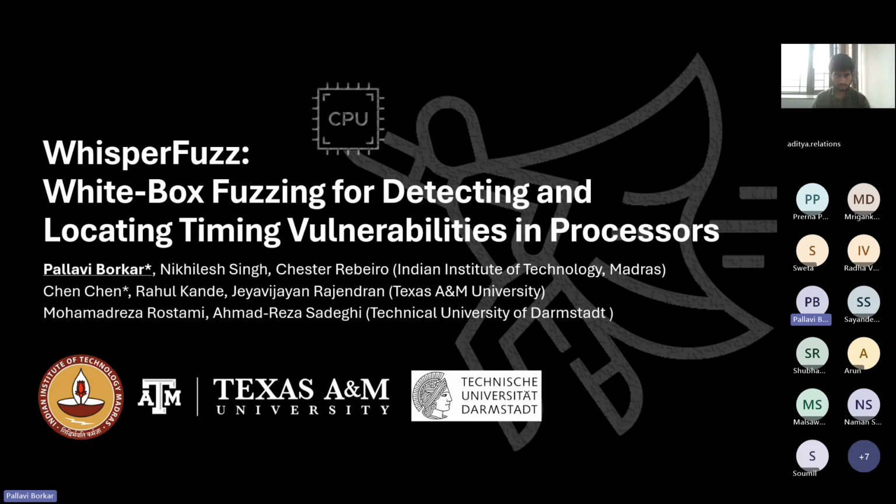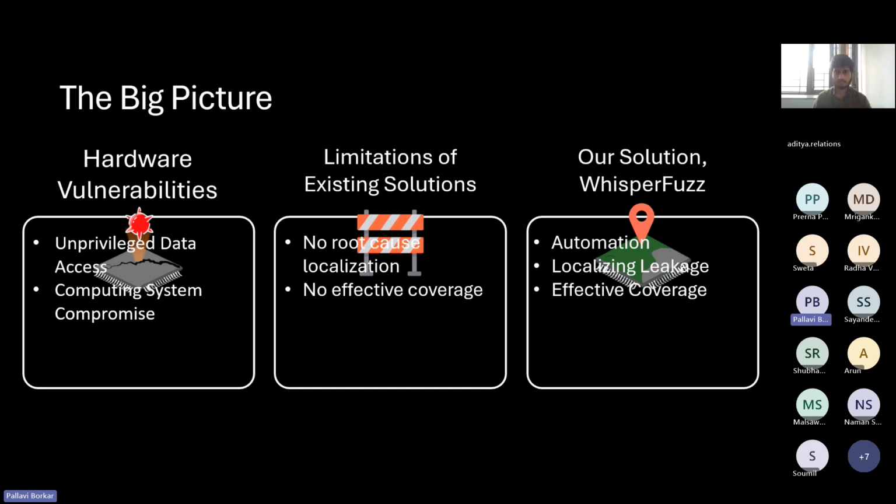So let's begin. Hardware vulnerabilities are a critical concern for all the commercial and open source processor designs which are available today. These vulnerabilities allow for unprivileged access to sensitive data. They can compromise the entire system and they risk the privacy and the security of users.